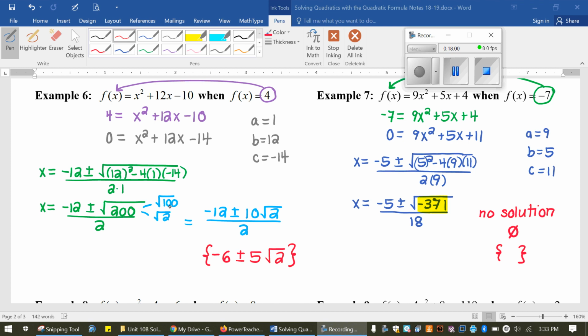Perfect square factor by 4 is 100, which means that the square root of 200 becomes 10 root 2. All right, and then when we're dividing by 2, we're going to have to divide the -12 by 2 and also the 10 by 2 for our final answer. So I hope you guys did well there.